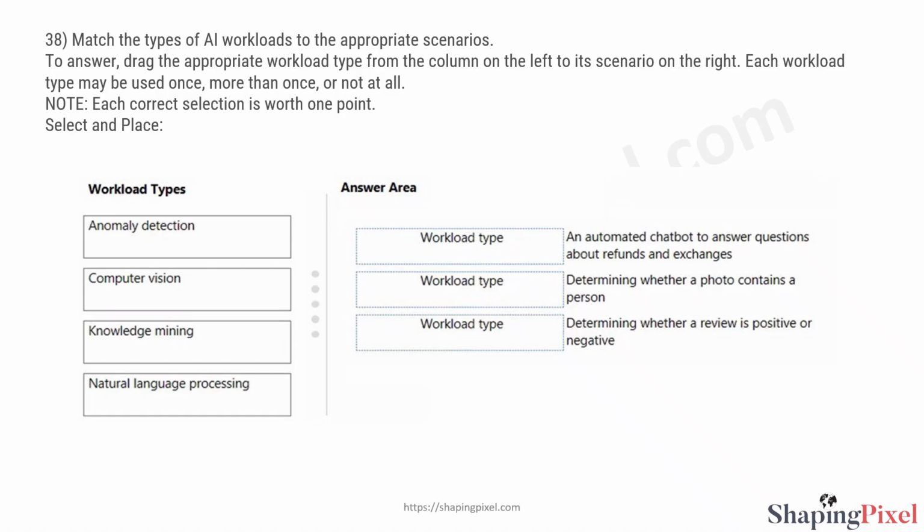So the right workload types are knowledge mining, an automated chatbot to answer questions about refunds and exchanges. Computer vision, determining whether a photo contains a person. Natural language processing, determining whether a review is positive or negative.